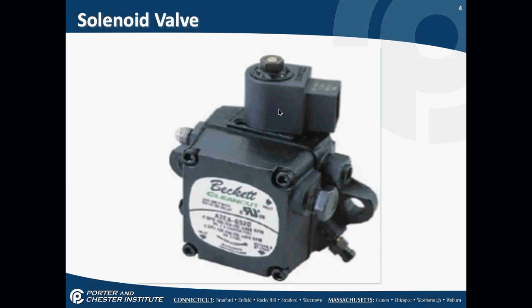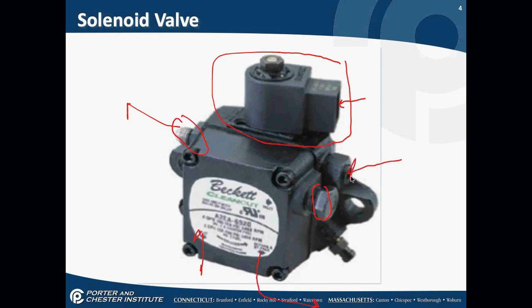This is an oil pump, and this is what I wanted to show you when we were talking earlier. This is your solenoid valve. It plugs into an electrical connection right there. All of these nuts around here, this is my outlet going to the nozzle, but I have a couple places where I have inlets. I have an inlet right there. I could have an outlet here going back to the tank if I wanted to make this into a two-pipe system. And right here is my pressure adjustment screw.